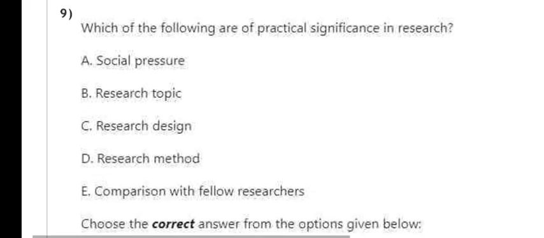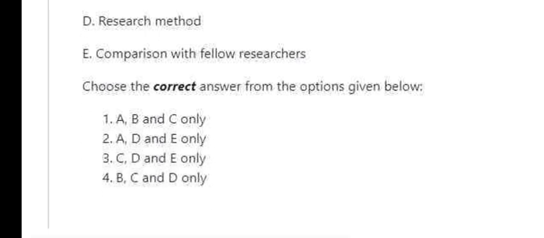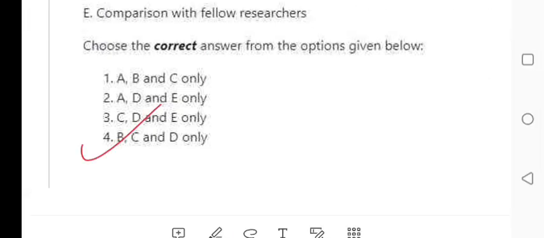Next is 14. Which of the following are of practical significance in research? A, B, C, D, E. Social pressure, research topic, research design, research method, comparison with fellow researchers. Choose the correct answer from the options given below. A, B, C; A, D, E; C, D, E; B, C, D. It will be B, C, D. Number 4 will be correct.